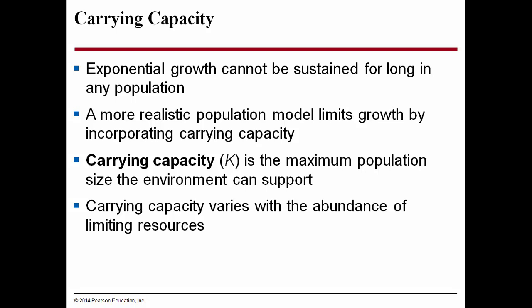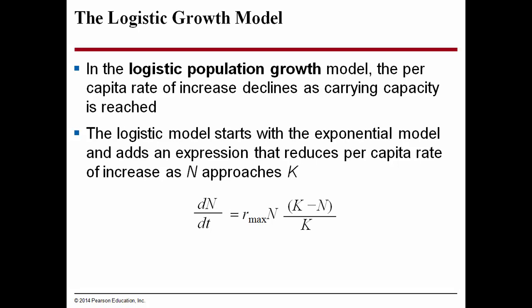Carrying capacity varies with the abundance of limiting resources. In the logistic population growth model, the per capita rate of increase declines as carrying capacity is reached. The logistic model starts with the exponential model and adds an expression that reduces the per capita rate of increase as N approaches K. Okay, so this gets a little complicated here.